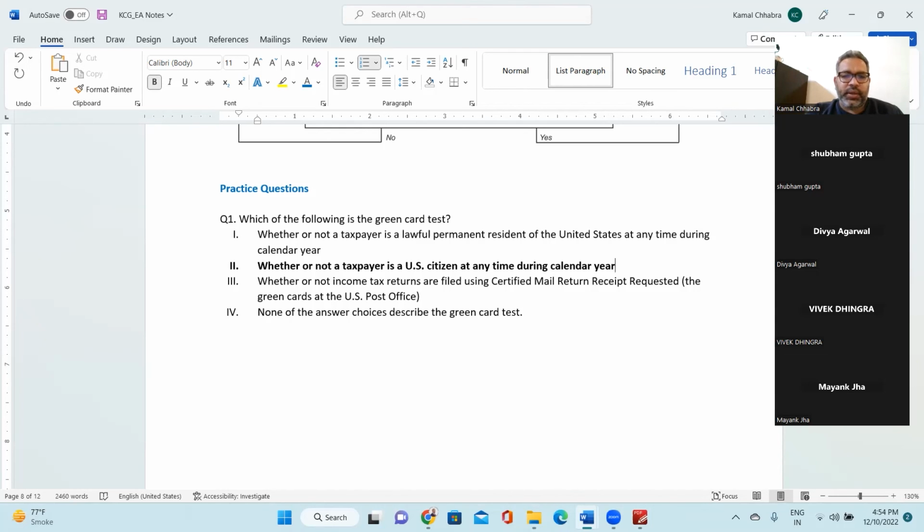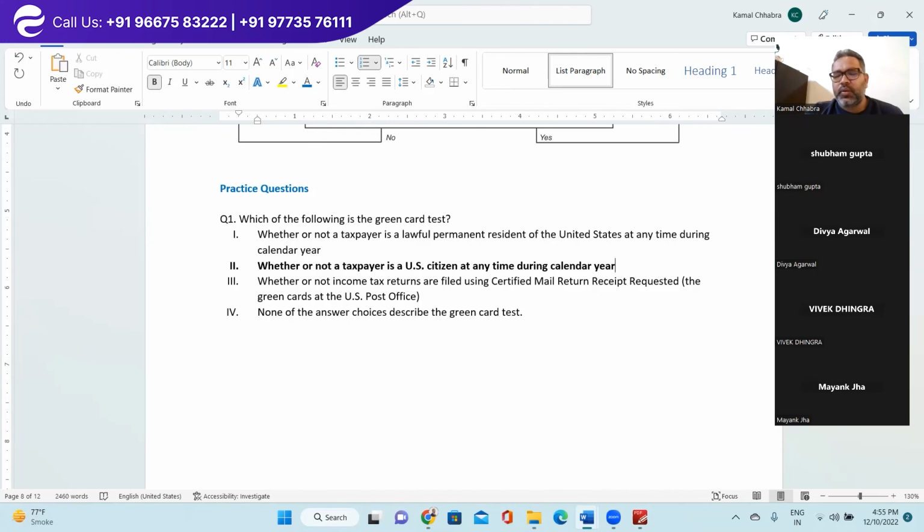Okay, so the third answer is saying whether or not income tax returns are filed using certified mail return receipt requested, the green card at the US Post Office. So it's saying that as a green card holder, you can file the income tax return through the mail, like how we drop by speed post and get the acknowledgement whether the person has received it or not. Certified mail return receipt means UPS basically, through which you get intimation whether the receiver has received the mail or not. Okay, okay, sir.